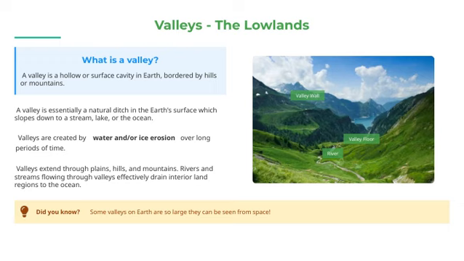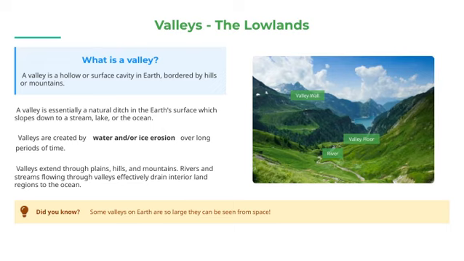This shape forms because of long-term processes like water and ice erosion. Over many years, rivers and glaciers wear away the land, slowly carving out these valleys. You'll find valleys stretching through plains, hills, and mountains alike. They serve an important role because rivers and streams flowing through them drain inland areas, channeling water toward the ocean.